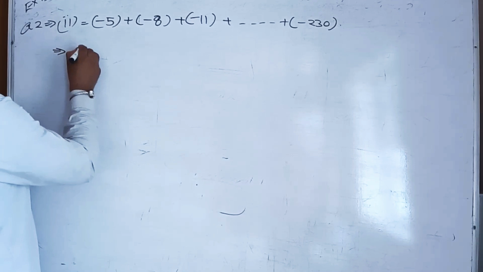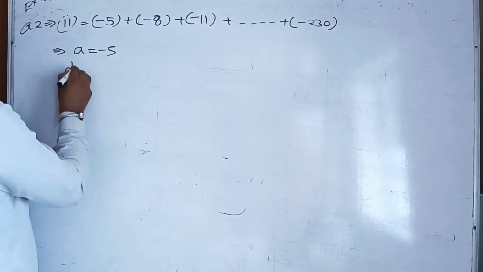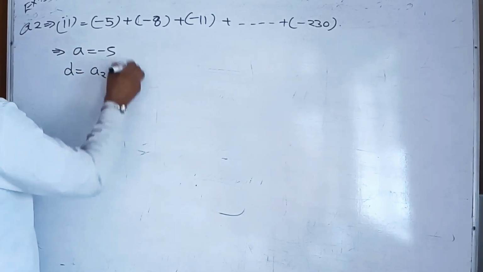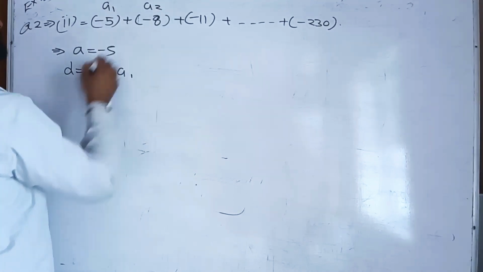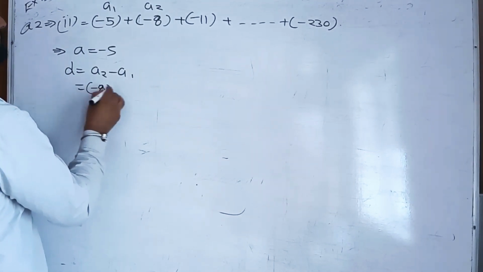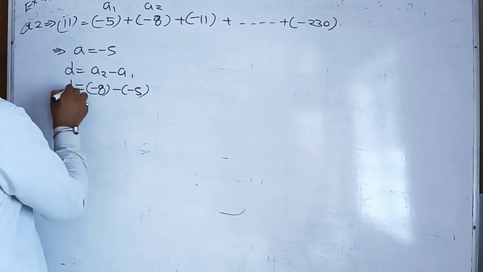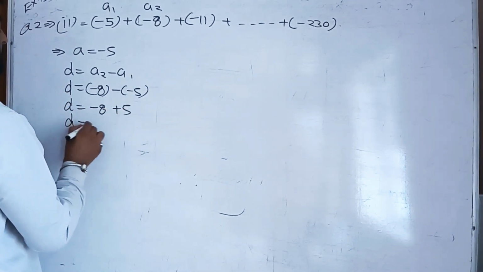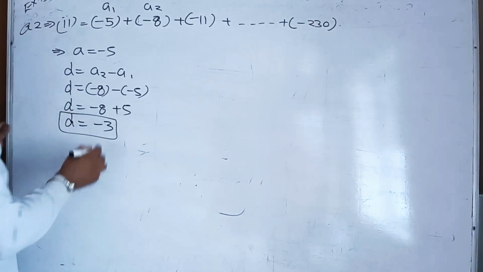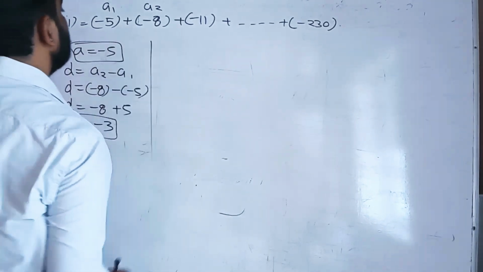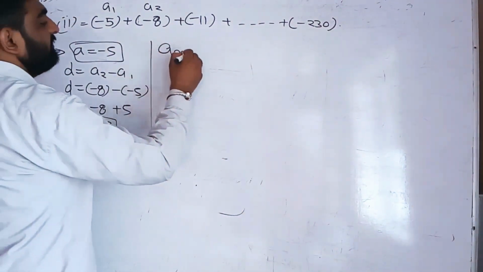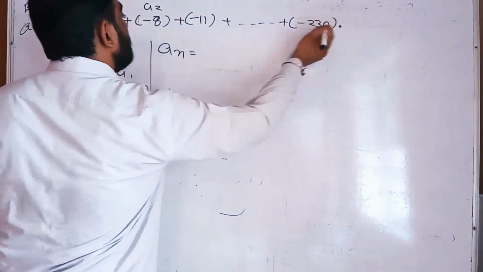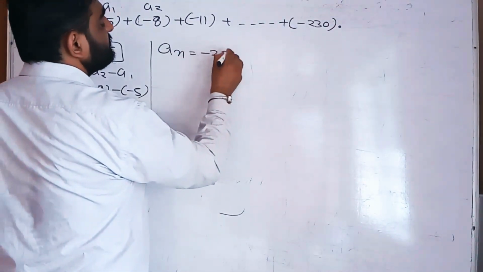If we consider A equals -5, D equals A2 minus A1. Here A1 is -5 and A2 is -8. So D equals -8 plus 5, D equals -3, students. So here A equals -5. And one more thing is given: the last term of the AP. So AN equals -230 is given.